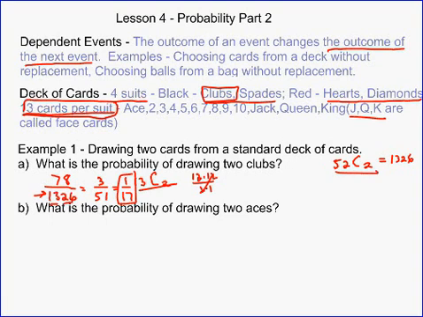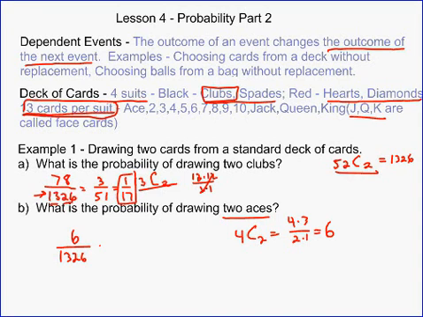That was your probability. The probability of drawing 2 aces, well, it's still 1326 on the bottom, but on the top, you're now only choosing from 4 possibilities. You got 4 aces total. I want to choose 2 of them, so it's going to be 4 choose 2, which is 4 times 3 over 2 times 1, which is just going to equal 6. So there are 6 possibilities.